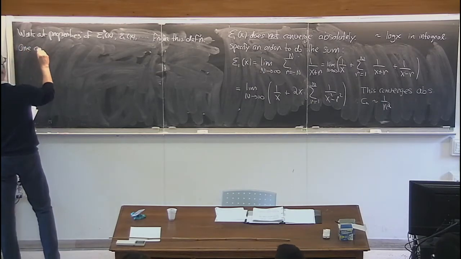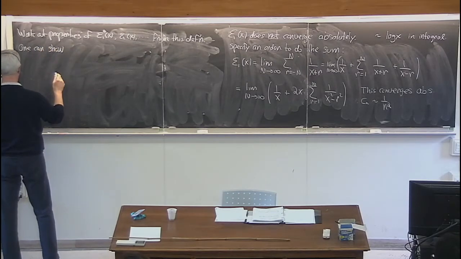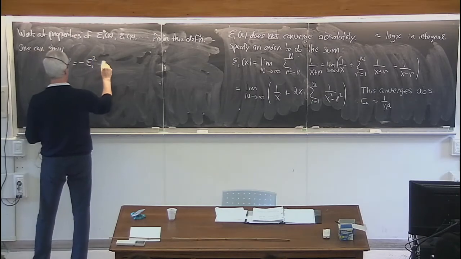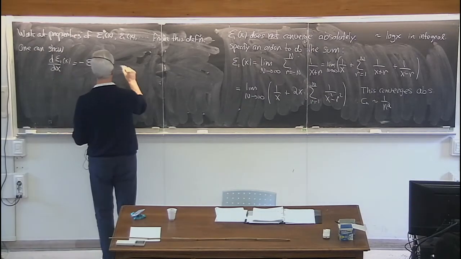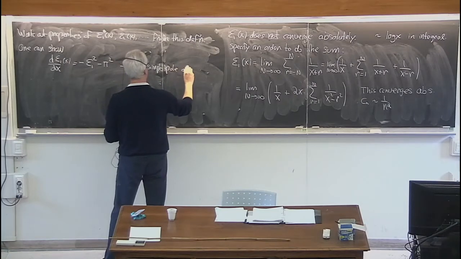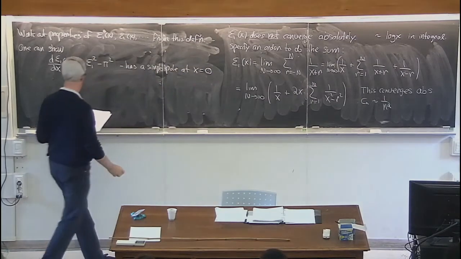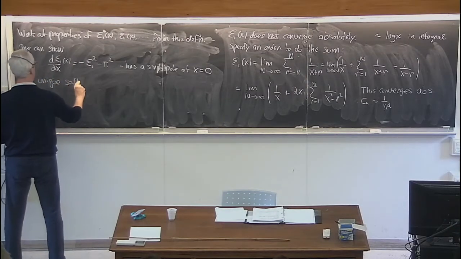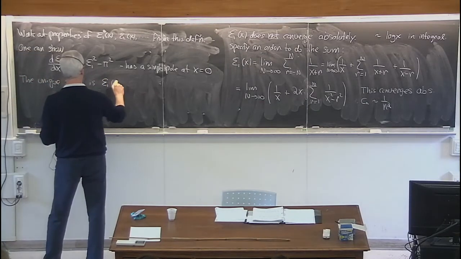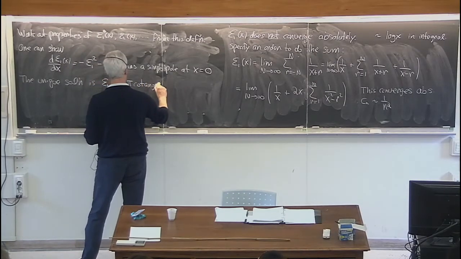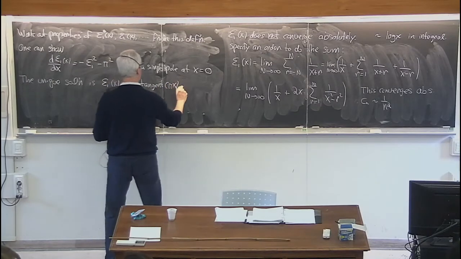All right, so you can show, and I'll give you a reference in just a minute, that the first derivative of this function is equal to minus epsilon 1 squared minus pi squared. It clearly has a simple pole at x equals 0, and the unique solution to this equation with the simple pole is that epsilon 1 of x is equal to pi times the cotangent of pi x.